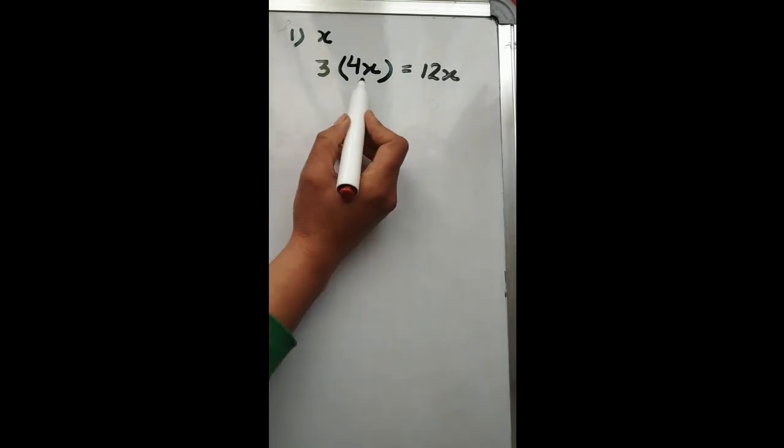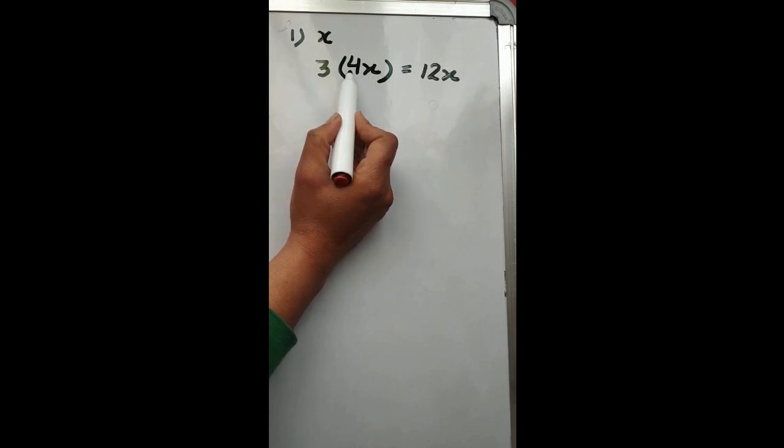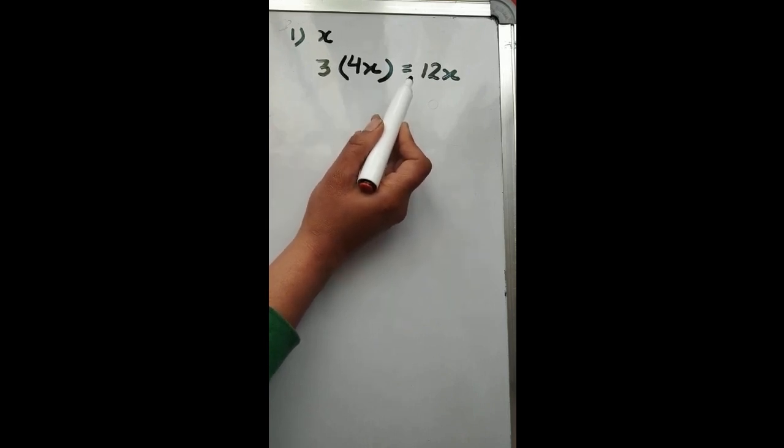Just think logically. No? Suppose this is the cost of a pen. So 4x means the cost of 4 pens. Now the cost of 4 pens 3 times means the cost of 12 pens. No? 4 pens, 4 pens, 4 pens, that means 12 pens.